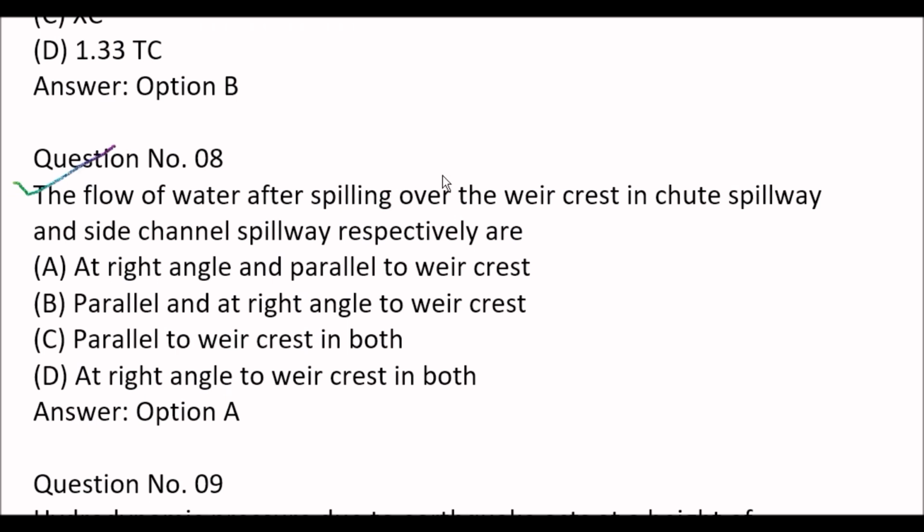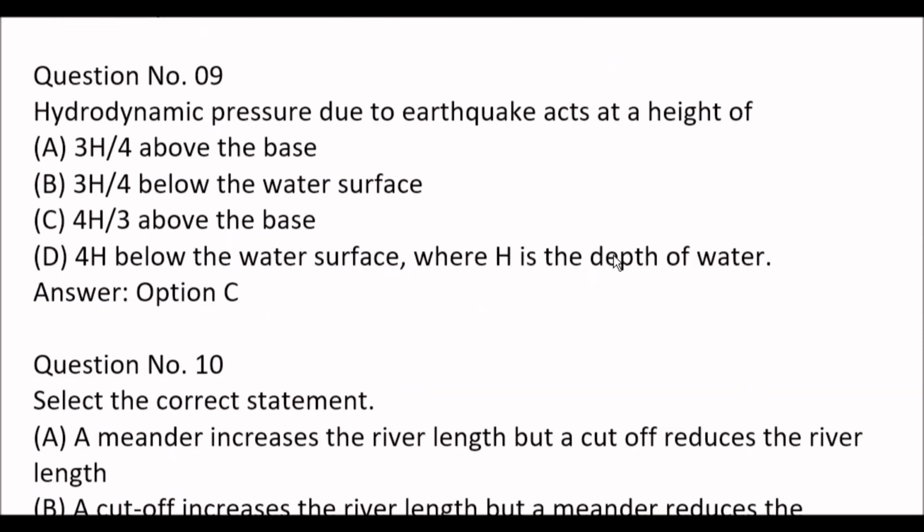The flow of water after spilling over the weir crest in an ogee spillway and a side channel spillway respectively are option A, at right angle and parallel to weir crest. Option B, parallel and at right angle to weir crest. Option C, parallel to weir crest in both. Option D, at right angle to weir crest in both. Right answer is option A, at right angle and parallel to weir crest. Next question.